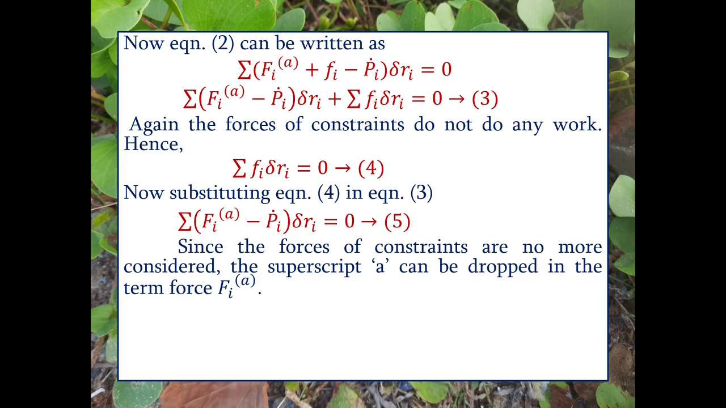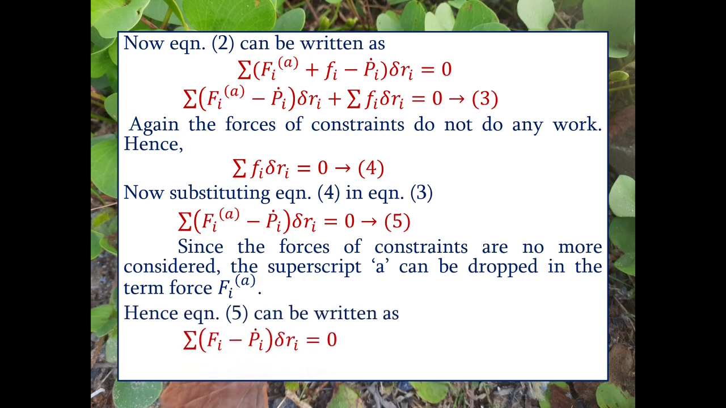Henceforth, we are not going to mention the forces of constraint anywhere. So, we can drop the superscript A in equation 5, which makes equation 5 the sum over i of Fi minus Pi dot into delta Ri equal to 0. This equation is called D'Alembert's principle.